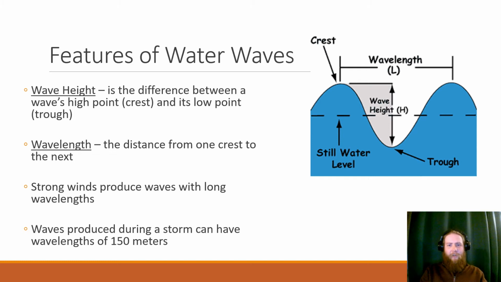All right, the features of waves. These are for all waves, but we're going to talk about them specifically for water. The wave height is the difference between a wave's high point, which is the crest, and its low point, which is the trough. The wavelength is the distance from one crest to the next. So stronger winds will produce waves with longer wavelengths, and waves produced during storms can have wavelengths of up to 150 meters. These waves are far apart from each other, very strong, very large.